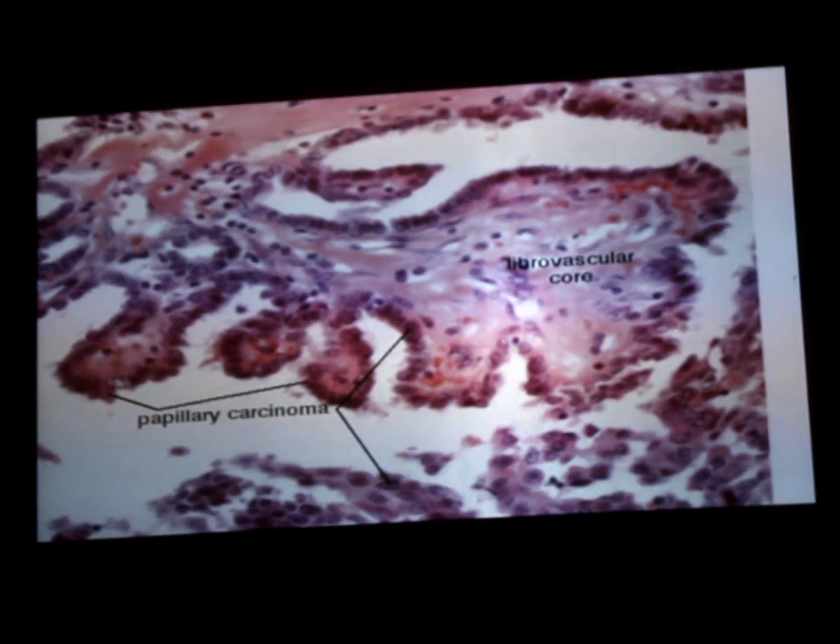Next is papillary carcinoma of thyroid. In papillary carcinoma, you see papillary projections like this, similar to what you see in Graves' disease. But here there is a fibrovascular core. It is attached by fibrous tissue. Inside the papillae there will be fibrovascular core. Fibro means fibrous, vascular means blood vessels. So both fibrous tissue and blood supply are through this.